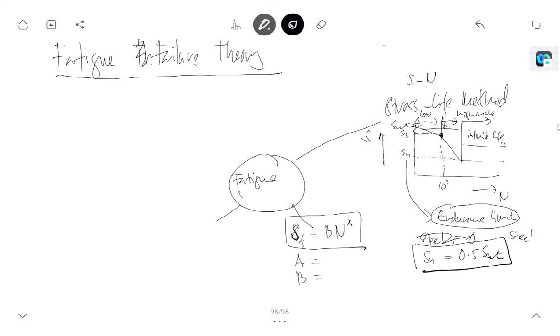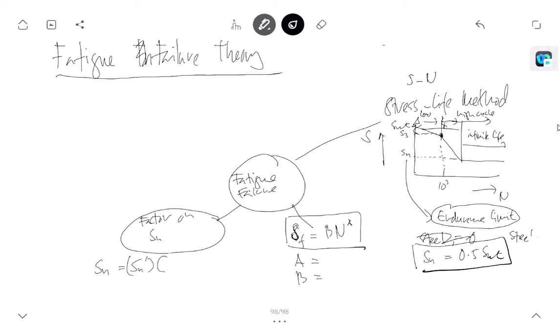Fatigue factors, fatigue failure. This is the factor on endurance limits. So we have learned a couple of factors. This n is n prime, the real one coming from the experiment.